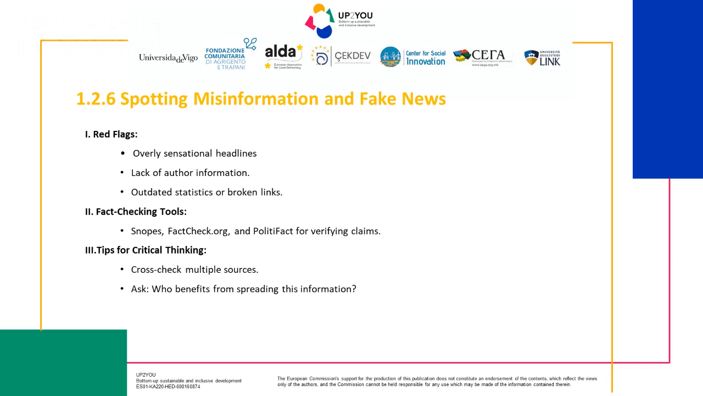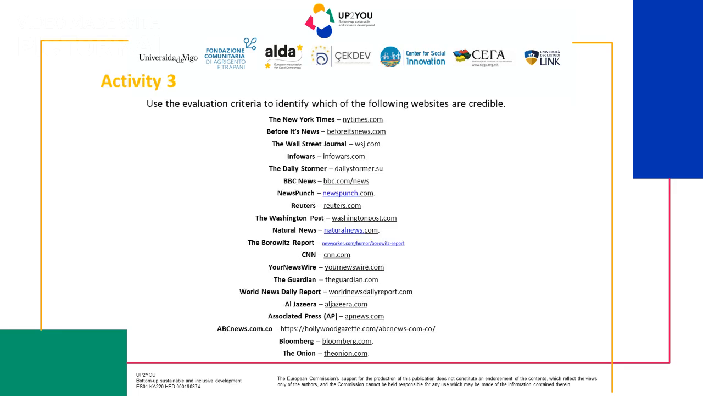Identify red flags like overly sensational headlines, lack of author information, and outdated statistics. Use fact-checking tools and cross-check multiple sources to verify claims. Always ask who benefits from spreading the information. Use the evaluation criteria to identify which of the listed websites are credible. This activity helps you practice applying credibility criteria to real-world websites.